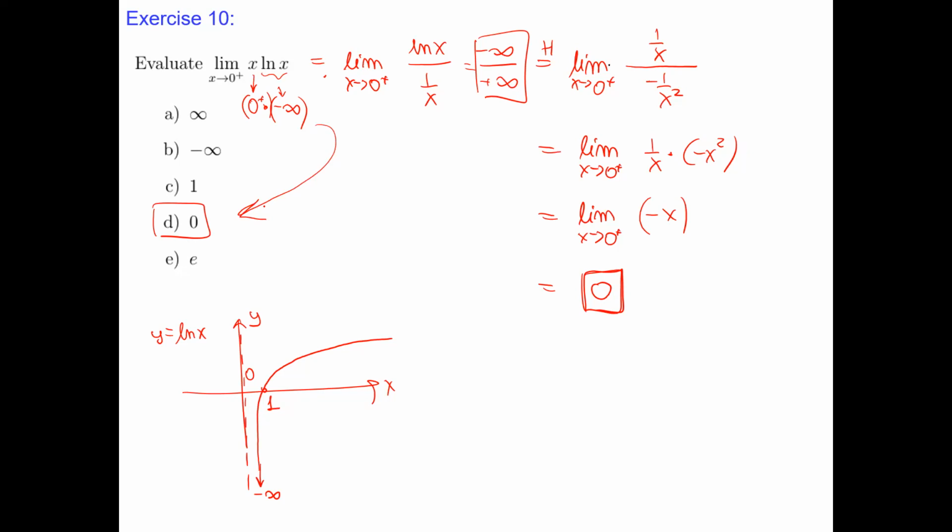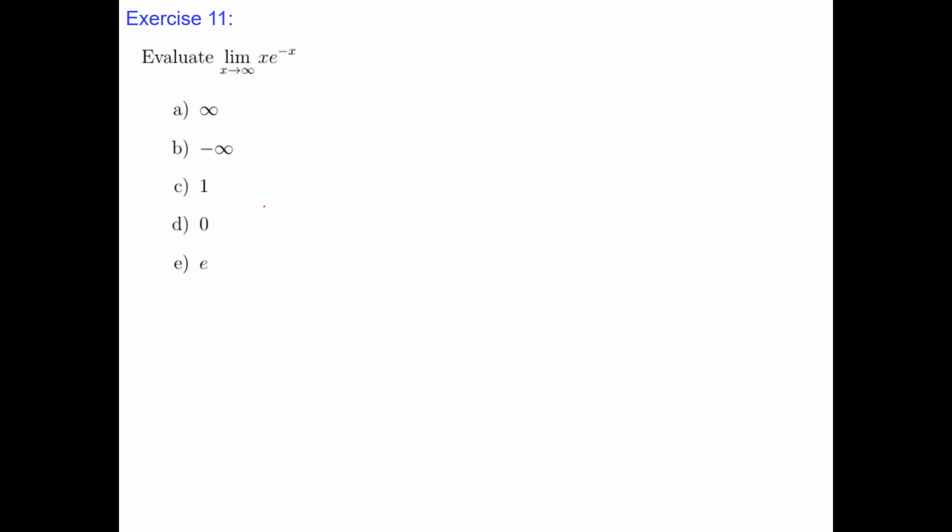Okay, exercise number 11. Oh, limit at infinity. X times e to the negative x. X is infinity. E to the negative x at infinity is 0. But let's see what we can do.